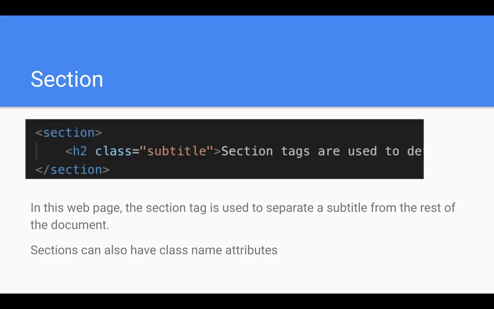Here's an example of using section. As you can see, the H2 class subtitle is put within the section tags, and this can be referenced also if you put a class onto the section. You can reference it in CSS and you can make modifications to it as well. Additionally, section is really important if you want to break up the different parts of your document into something that's easier to manage and easier to understand for the user.